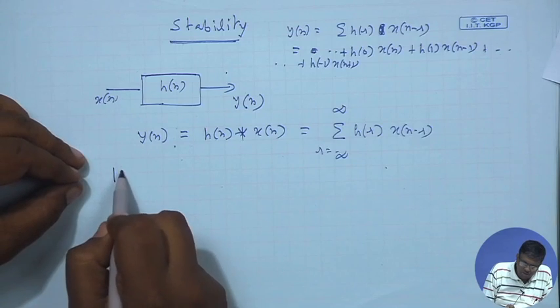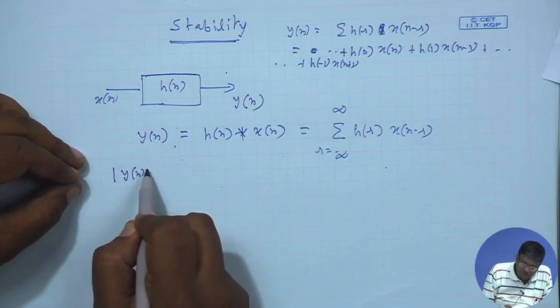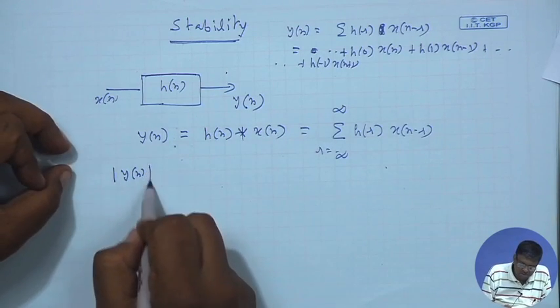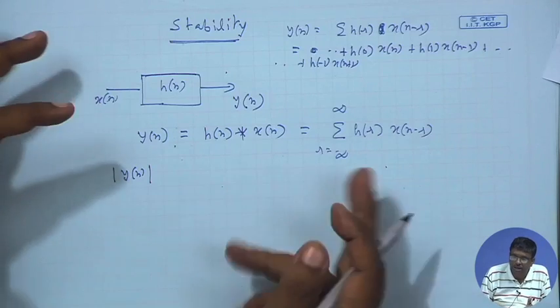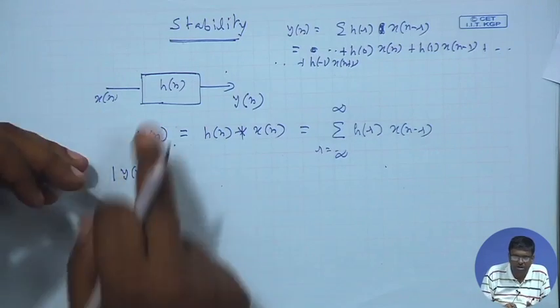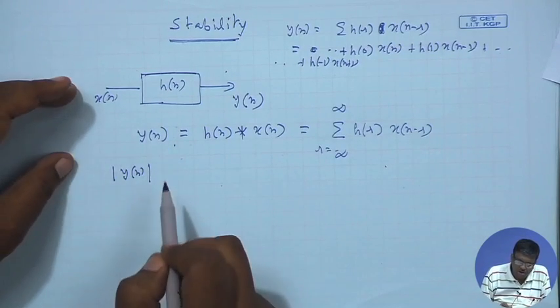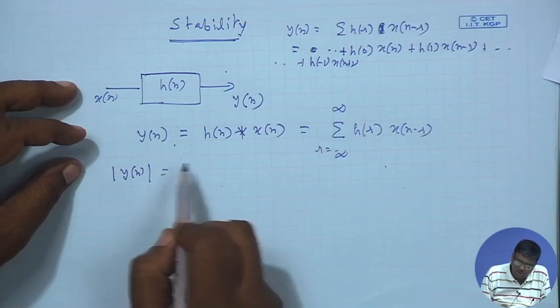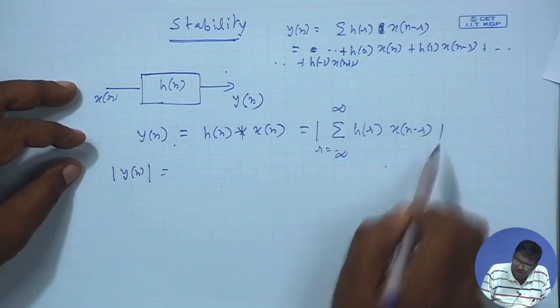So, mod value could be positive or negative, or it could be a complex number. The sequence does not have to be a real valued sequence; x n can be a complex valued sequence, h n can be complex valued. All right. So, mod of this means mod of this summation.